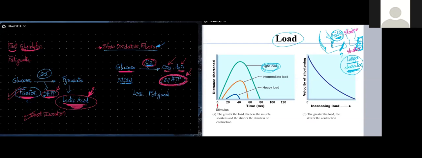So if you see on here, the relationship between the velocity of the contraction and the load. As you increase the load, the heavier the load, the slower the muscle contraction. So you see on here, the heavier the load, the slower the muscle will be contracting.